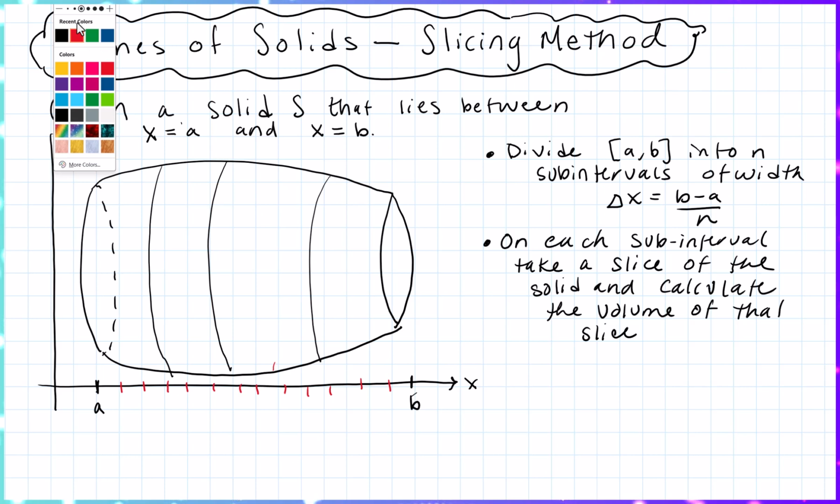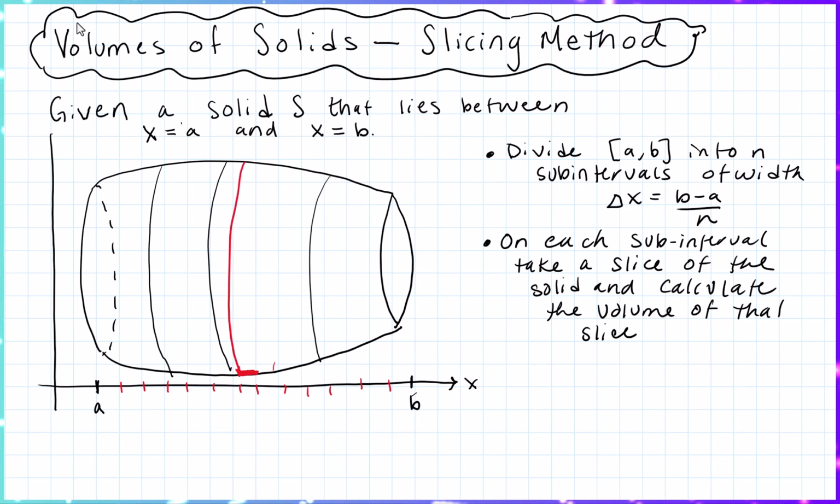So let's just focus in on this little subinterval right here. On this little subinterval, we're going to come in here and slice it. Remember that loaf of bread I mentioned just a second ago? We're literally going to slice this solid up into little slices. Now the width of each little slice is going to be delta x.